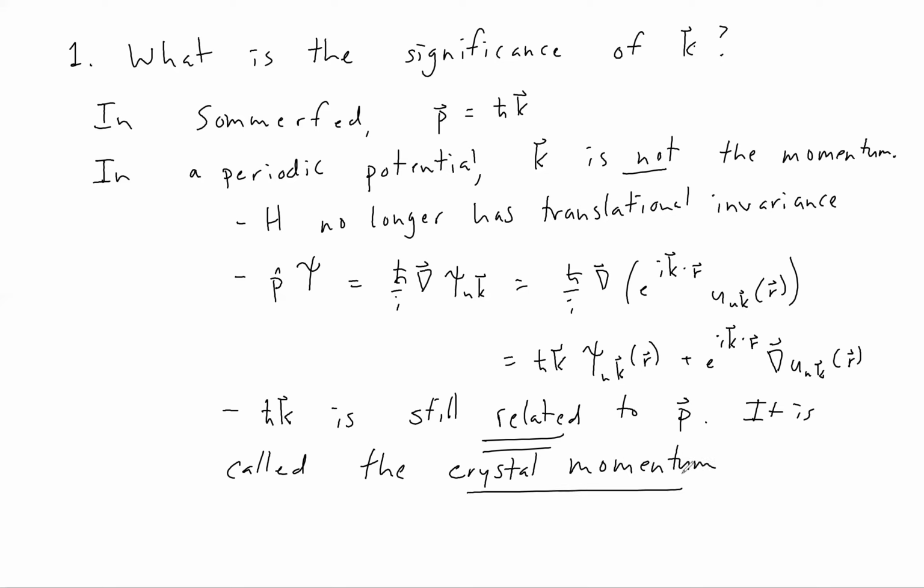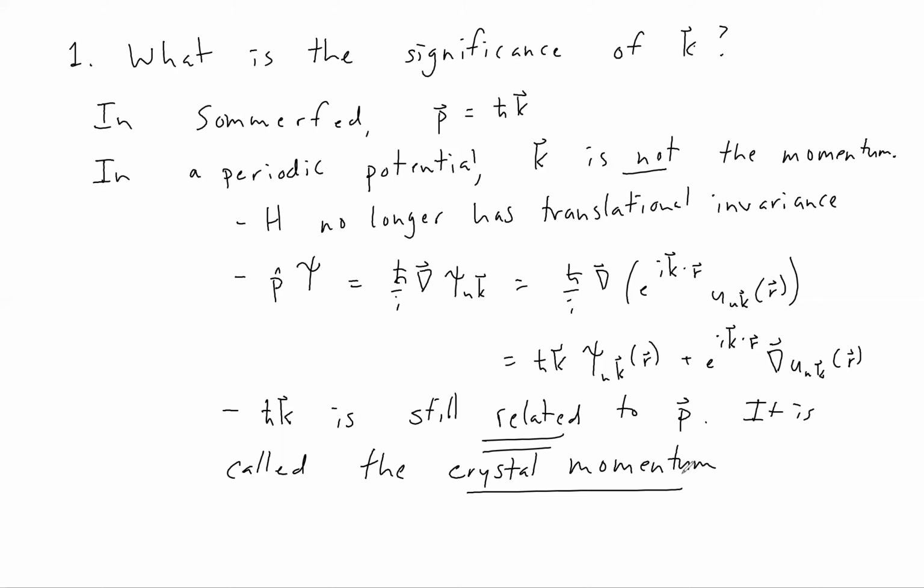So perhaps somewhat confusing at this stage, I know. The thing that you should take away from this is that k is no longer the momentum of the electrons, but it is still related to the momentum. And it's sort of close enough to the momentum that we call it something similar. We call it the crystal momentum. And as I say, we'll talk about this more and more in the coming lectures.